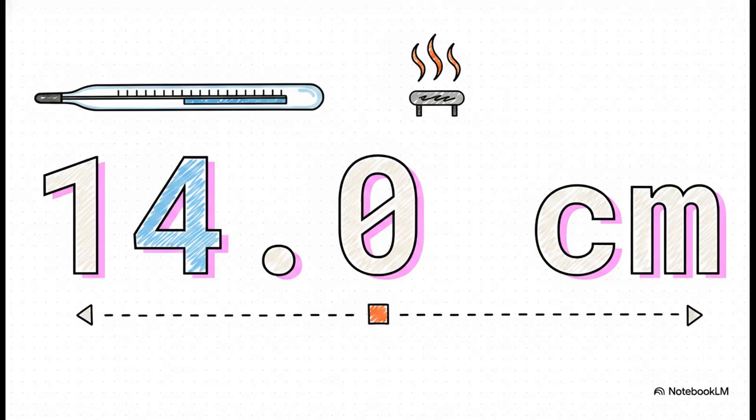Just think about the geometry here. 50 degrees is dead center, right? Exactly halfway between 0 and 100. And since the liquid expands evenly, the length has to be exactly halfway between 2.0 and 26.0. The total gap there is 24 centimeters. Half of 24 is 12. Add that 12 back to our starting point of 2.0, and you perfectly hit 14.0 centimeters.